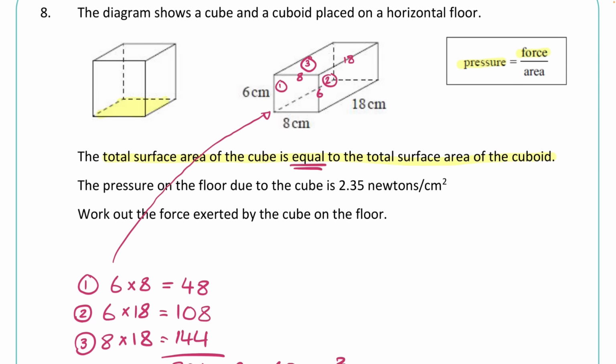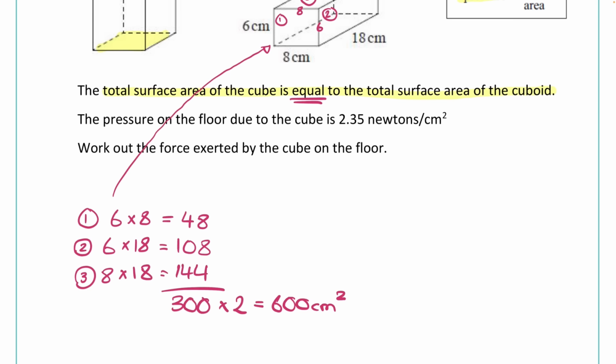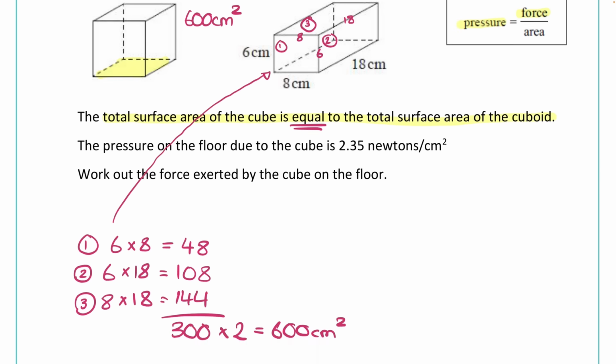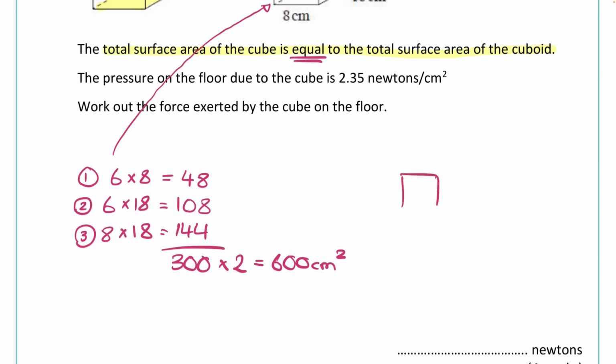Now, because they're equal, that means the cube also has a surface area of 600 centimetres squared. Now, if the cube has a surface area of 600 centimetres squared, we can use our knowledge of a cube because all of the faces are the same size. So a cube, which of course has 6 equal faces, if its surface area is 600, then we would want to divide that by 6, which gives us the area of one face, which is 100 centimetres squared.